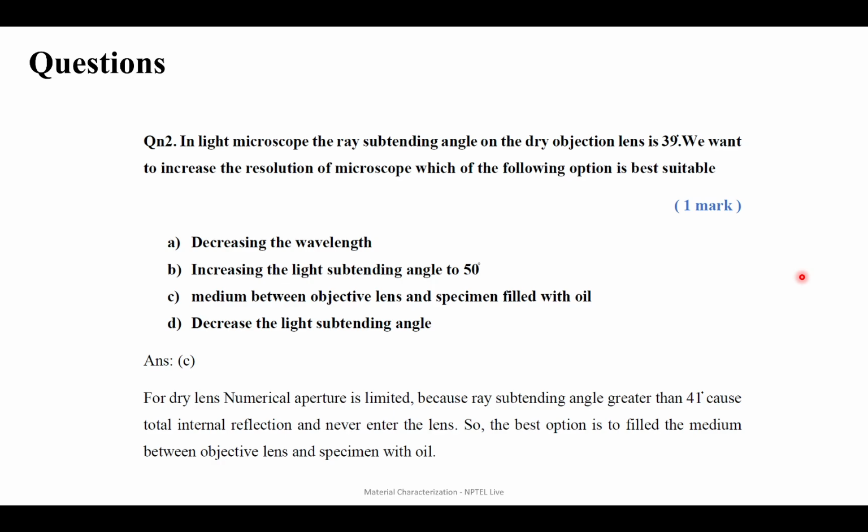So the best option is to add a medium of oil between the objective lens and the specimen, so as to increase the numerical aperture, which is n sine theta. Theta you cannot increase more, so you can increase n. You can also decrease the wavelength, but generally in microscopes we don't use monochromatic light, we use polychromatic light to view. So decreasing the wavelength is not necessarily an option every time.